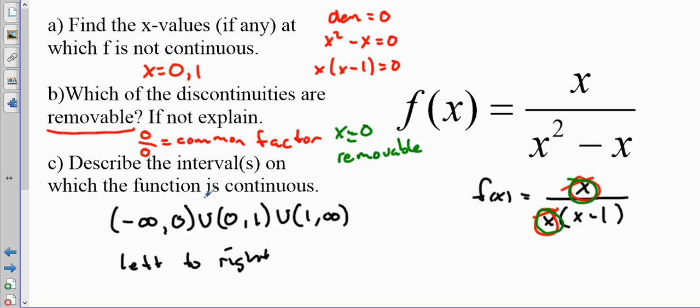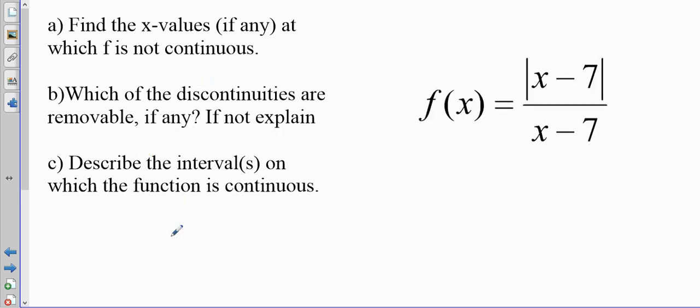All right, and that goes through and looks at our 2 discontinuous values. Well, let's try another one. Find the values at which the function is not continuous. Right here, look at the denominator. The denominator cannot be 0, so x minus 7 equals 0. Put that right there. And so what do we notice? When x equals 7, that is where we have our discontinuity.